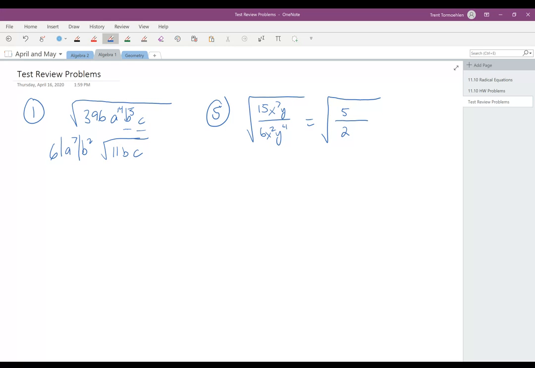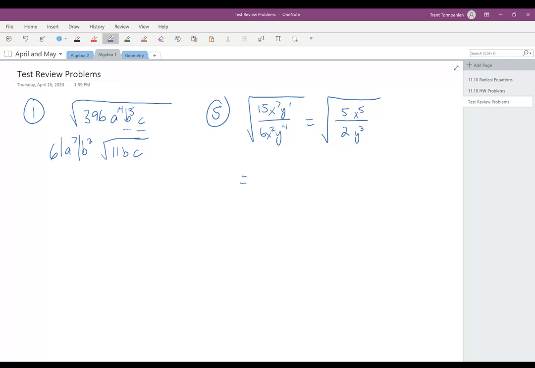7 is greater than 2, and so we're going to subtract our exponents and get x to the 5th. 4 is greater than 1, it's like y to the 1st, and so we subtract the exponents to get y to the 3rd in the denominator. Okay, and so at this point, what I'm going to go ahead and do is rationalize the denominator first.